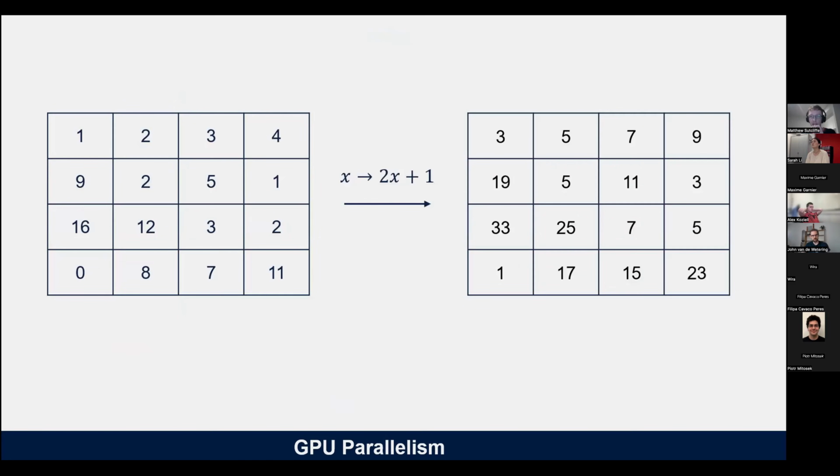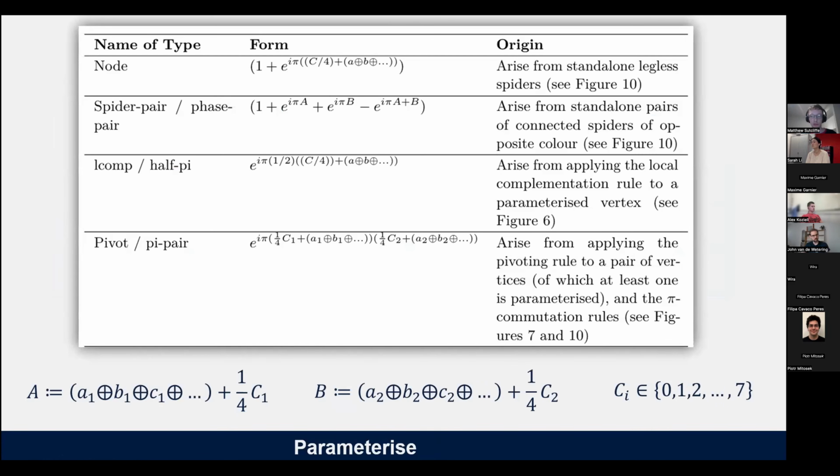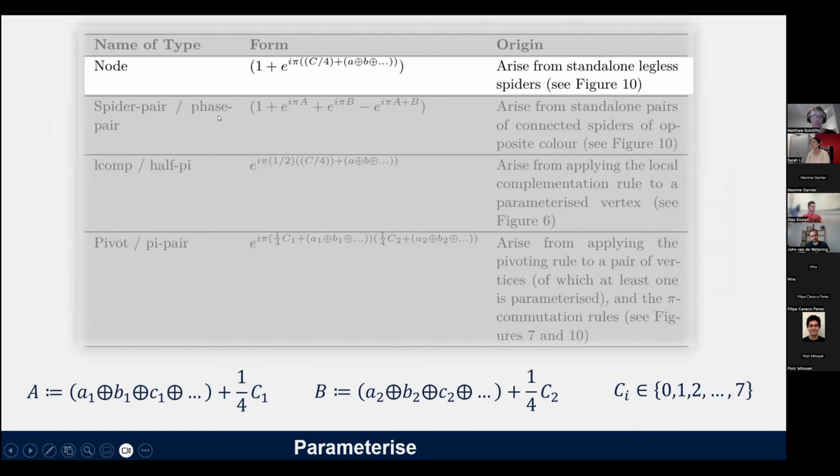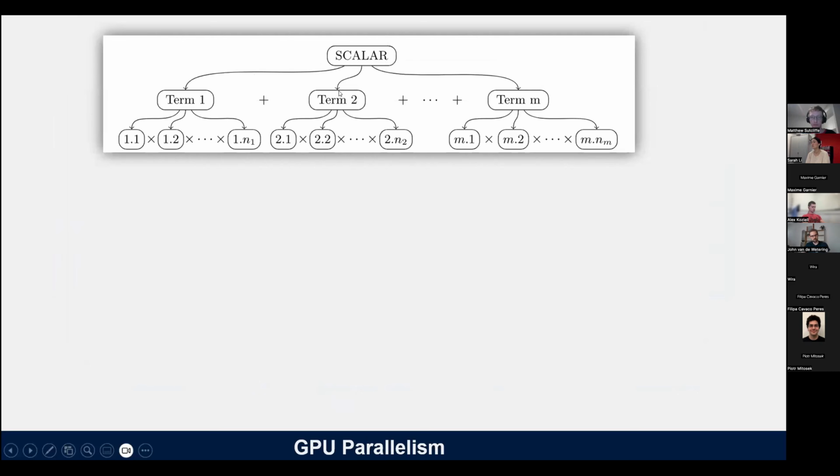So where this is useful is in cases like this, where you've just got a big chunk of data and you're applying just the same function to it. So in this case, we're just doing some simple arithmetic mapping. So what we're going to use this for is to evaluate our parameterized expressions. So we'll just look at the node type terms for now, just to keep things simple.